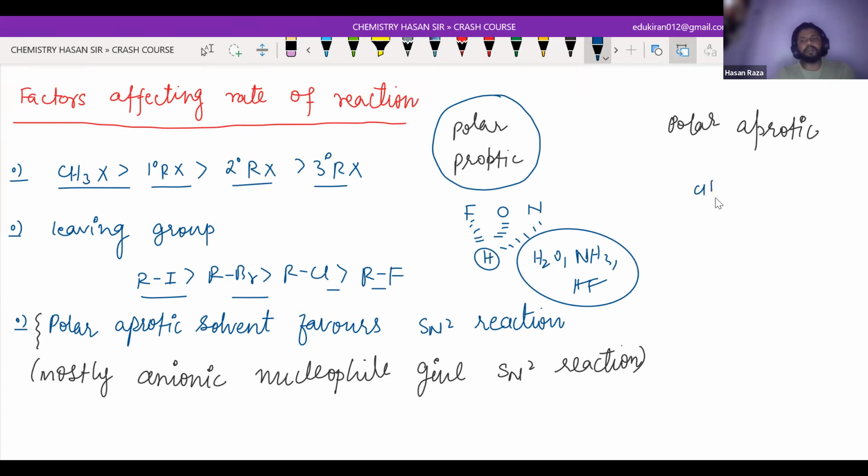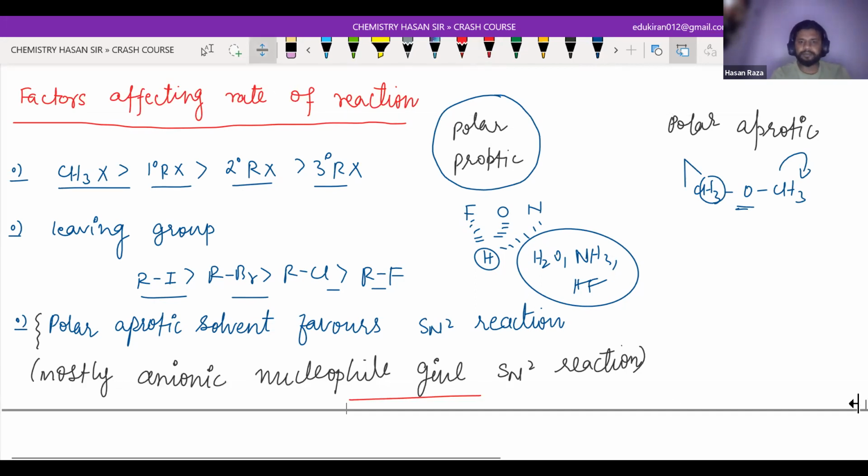Polar aprotic solvent, that means the solvent in which hydrogen is not directly attached to oxygen or fluorine or nitrogen. You can see these hydrogens are attached to carbon. So the solvent in which hydrogen is not directly attached to either fluorine, oxygen, or nitrogen, that is aprotic solvent. Is that clear? Can I change the slide? Yes, sir.